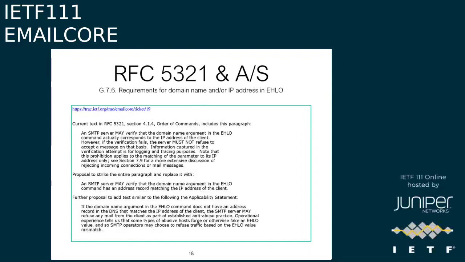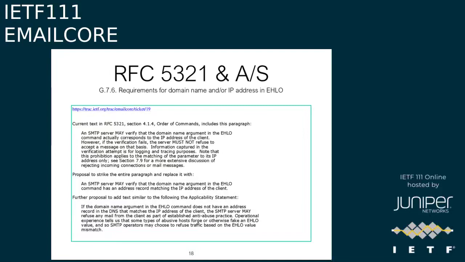And then ticket 19. There is a proposal to strike an entire paragraph from section 4.14. I'm not going to read it to you. You all hopefully can read it. It's on the screen. And just replace it with the sentence that says an SMTP server may verify that the domain name argument in the HELO command has an address record matching the IP address of the client, and then have further discussion about the topic in the applicability statement rather than having it in RFC 5321bis.